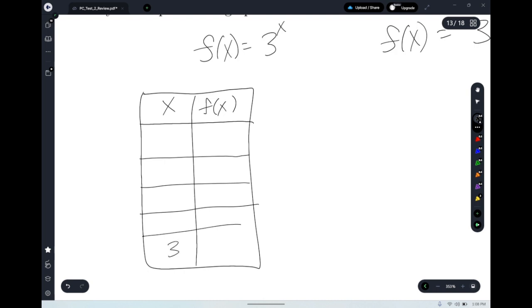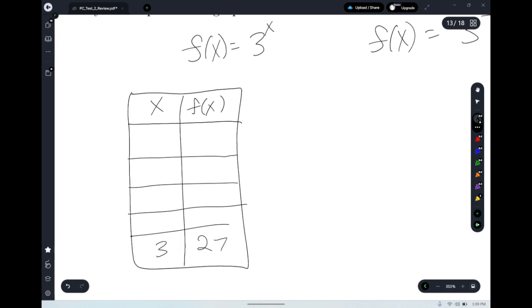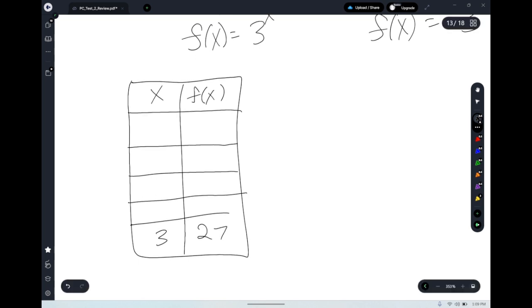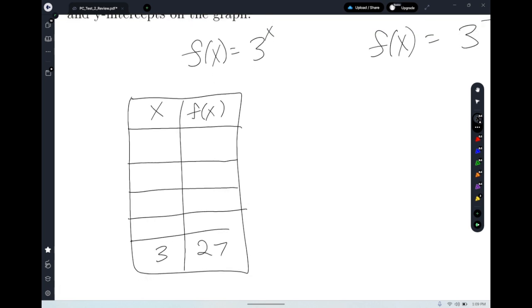So if we plug in 3, what do we get? 27. Okay, what else do we want to pick? Oh, I lied. We are just doing the 5 numbers. 0. Yeah, right. I'm dumb. What else do we want to plug in? 2 is 9. 1 is 3. 0 is undefined. Right?